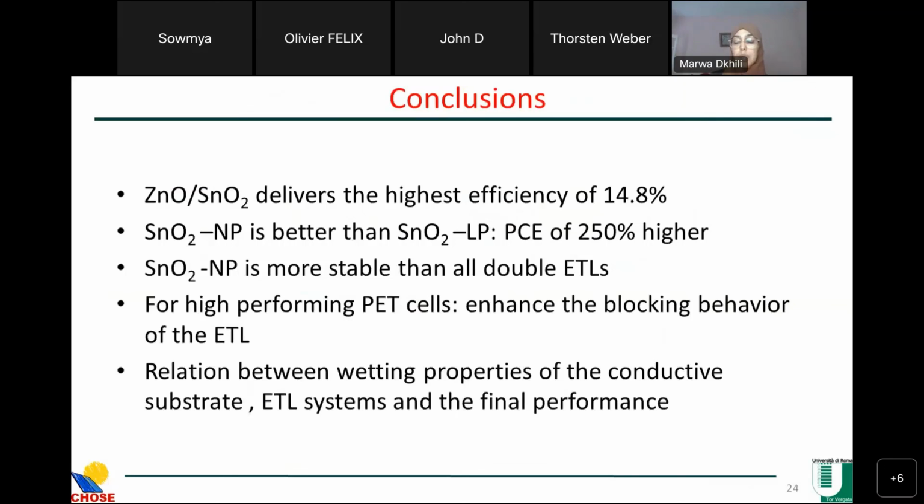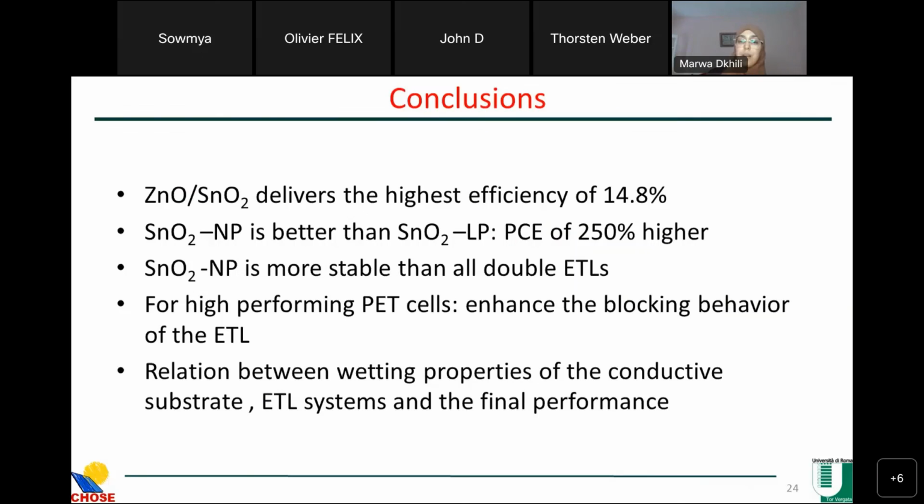So that brings me to the end of my presentation, and to conclude the first part, among all the 12 electron transport layers, the zinc oxide tin oxide delivers the highest efficiency of 14.8%. And the zinc oxide made from nanoparticles is better than the tin oxide made from liquid precursor, and there is an improvement in efficiency of 215%. The tin oxide made from nanoparticles ETL is more stable than all double electron transport layers.